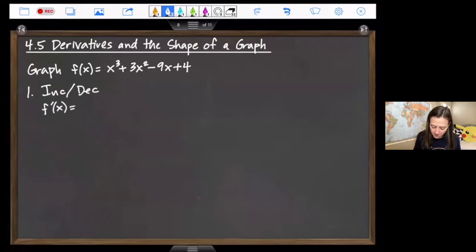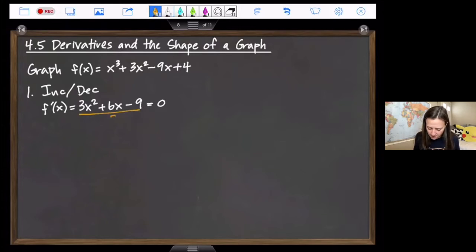So this one's going to be 3x squared plus 6x minus 9, derivative of 4 is 0. And we're going to look for where this is equal to 0. That's never going to be undefined. And everything here is divisible by 3. So I'm going to divide both sides by 3, just so it's a little easier to solve. And I get x squared plus 2x minus 3 equals 0. So I'm going to factor this to solve it. If you want to use the quadratic formula, feel free to do so.